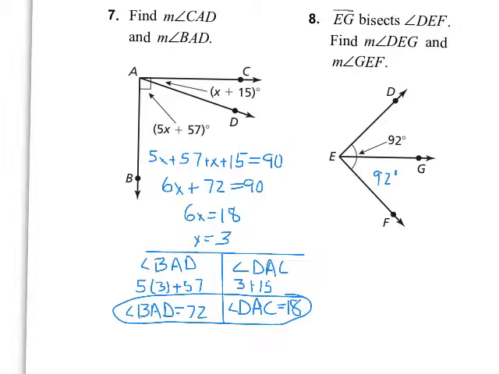8 is a problem that I pulled. Most of these problems are problems that I'm pulling from the book. 8 is actually a little unclear. Or maybe it's not. But it seems kind of silly that they would label DEG as 92 degrees like that and then ask you what DEG is. Did anybody think that 92 maybe was DEF? Is that what you thought? Yeah, because the 92 is a reflex angle.